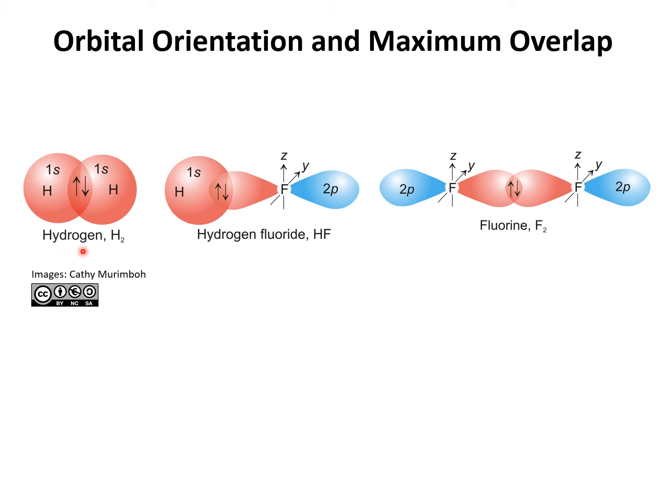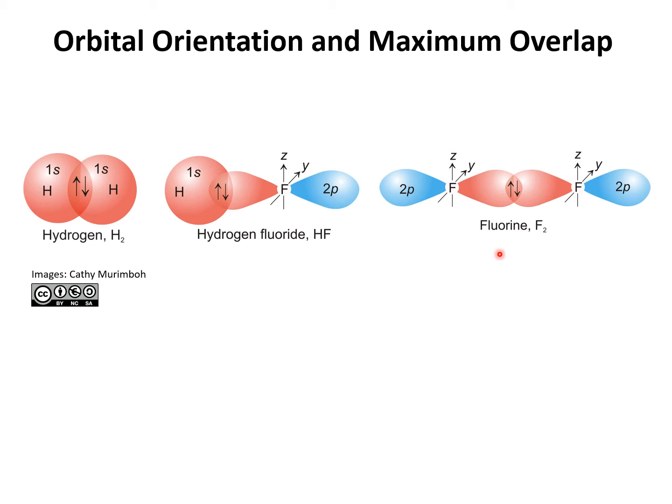In the first example, we have molecular hydrogen, or H2, which is formed by the overlap of 2 atomic 1s orbitals. Next, we have the example of hydrogen fluoride, HF, which is formed by the overlap of the 1s atomic orbital on hydrogen and the 2p atomic orbital on fluorine. And notice that to form the bond, the 2 orbitals have to have the same phase.